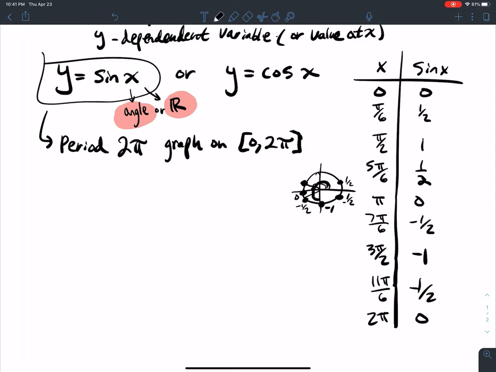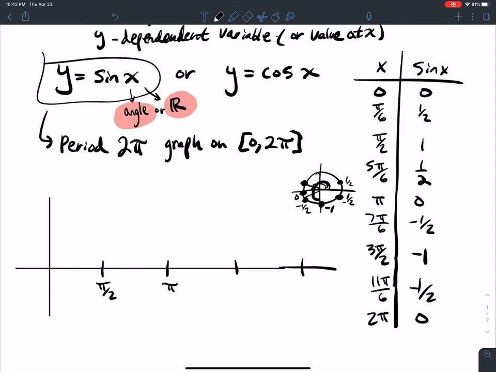So what does this look like if I plot these dots? Let's mark our axes. So 1, 2, 3, 4: this is going to be π over 2, π, 3π over 2, and then 2π. The biggest my y value gets is 1, so I need to go up to 1 here. And the smallest my value gets is negative 1, so I need to mark negative 1 down there. Let's graph this.